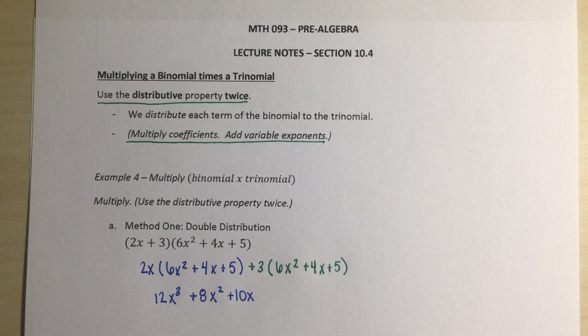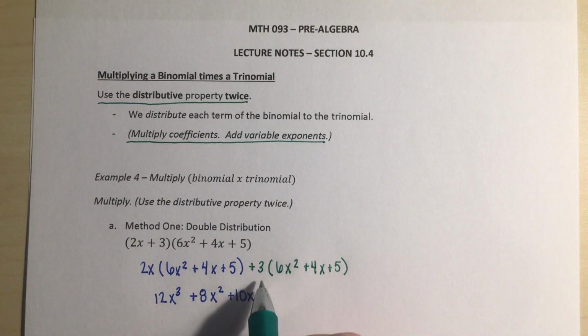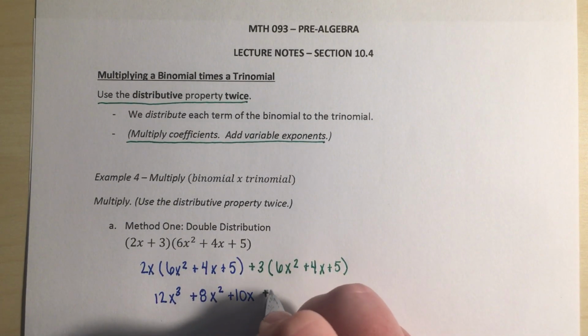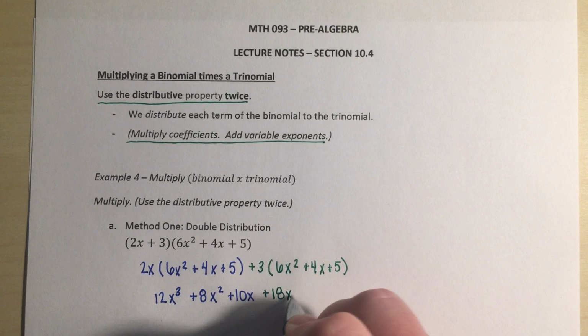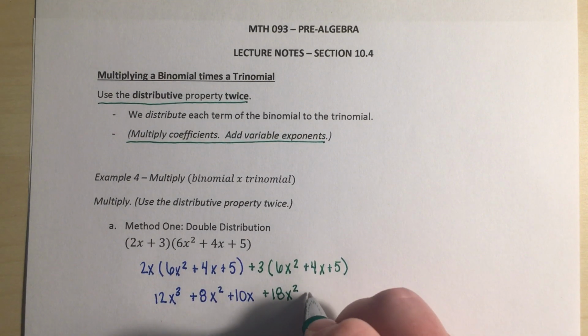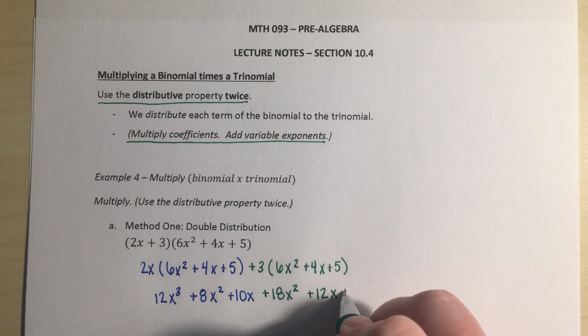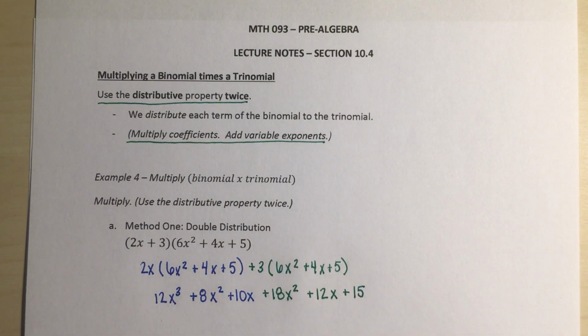Now I'm going to distribute my 3. Again, we're thinking about little invisible arrows going to all 3 pieces of our trinomial. 3 times 6 is 18. We're not changing our exponents here because 3 does not have a variable piece to it, so that's going to stay x squared. 3 times 4 is 12, and that's going to stay an x. 3 times 5 is 15.